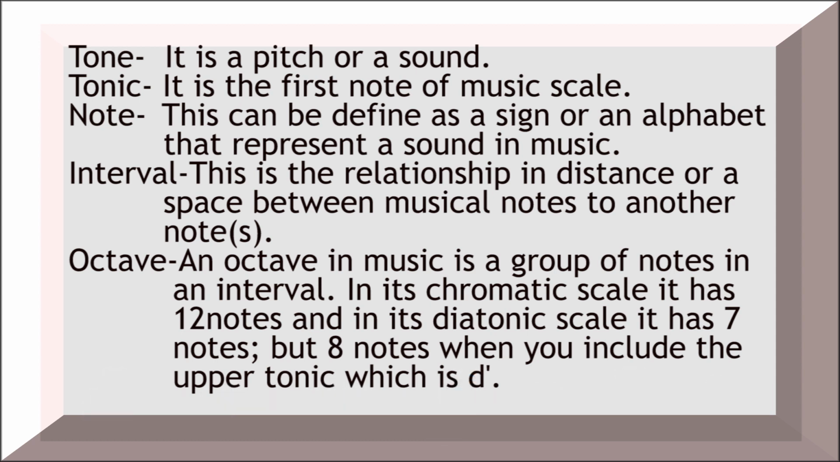What is interval? This is the relationship in distance or a space between one musical note and another note. Octave. An octave in music is a group of notes in an interval. In its chromatic scale, it has 12 notes, and in its diatonic scale, it has 7 notes, but 8 notes when you include the upper tonic, which is the do.